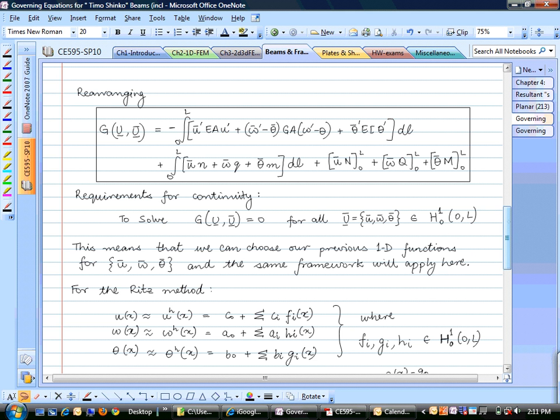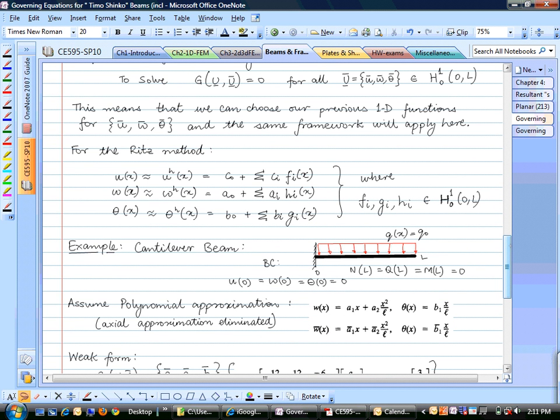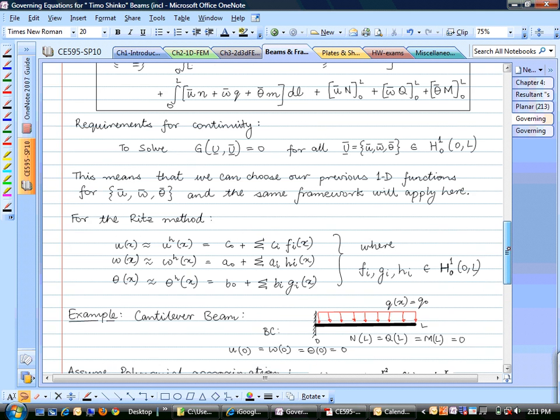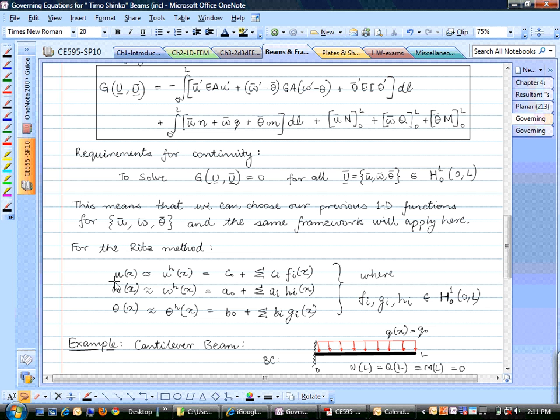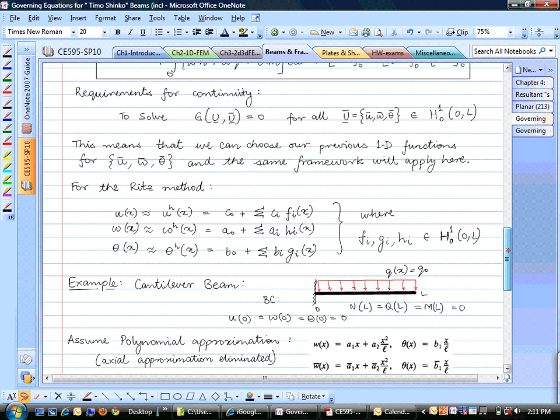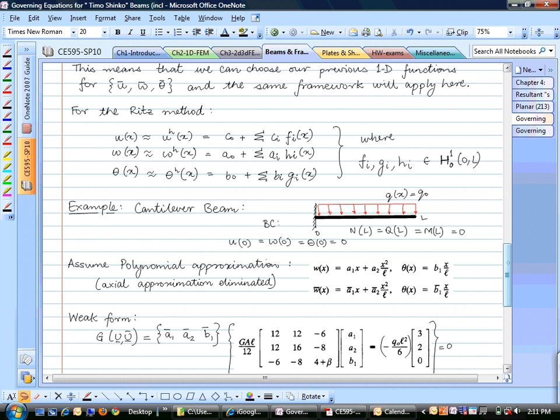All right. So just to give you an example of what this might look like, you can choose a Ritz method to solve this weak form. All you need to do is make certain approximations now. U, the axial displacement, W, transverse, and rotation, we are going to approximate them with our regular polynomials. This is what we did for the Ritz method in chapter 1, where all these functions need to belong to this H10 space, which is just derivatives of first order continuous, square integrable, not continuous.